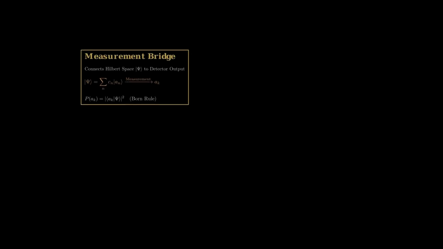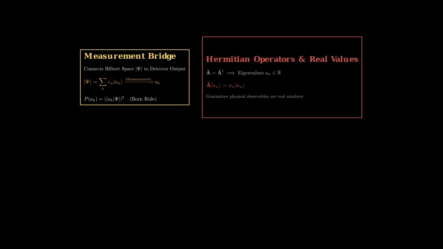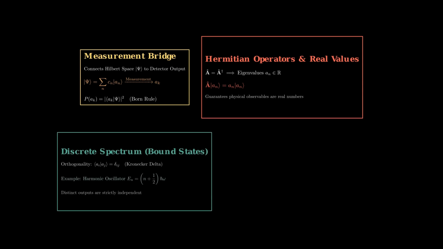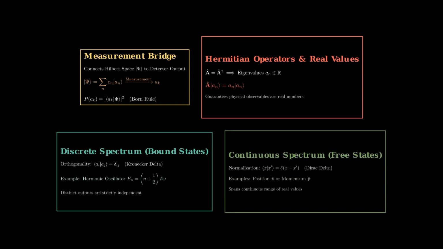Conclusion. Measurement is the critical bridge connecting abstract linear algebra to real-world physics. It transforms a cloud of potential outcomes living in Hilbert space into a single, verifiable measurement on a detector. Through Hermitian operators, we guarantee that our measured values are always real numbers, while their orthogonal eigenstates ensure that distinct physical results are strictly independent. Whether dealing with discrete energy levels using Kronecker delta normalization or continuous wave functions normalized by Dirac delta functions.